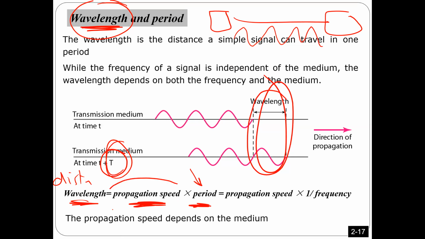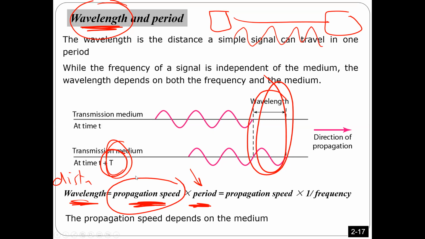What is the propagation speed? Propagation speed is actually different from one medium to another. So it depends on how fast the signal can move in the medium. It depends on the medium itself.